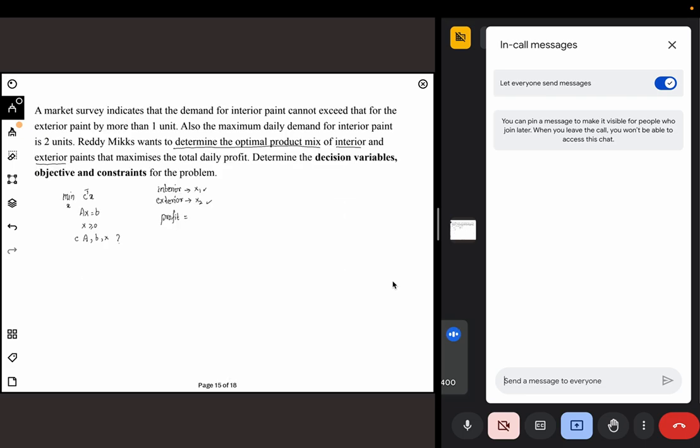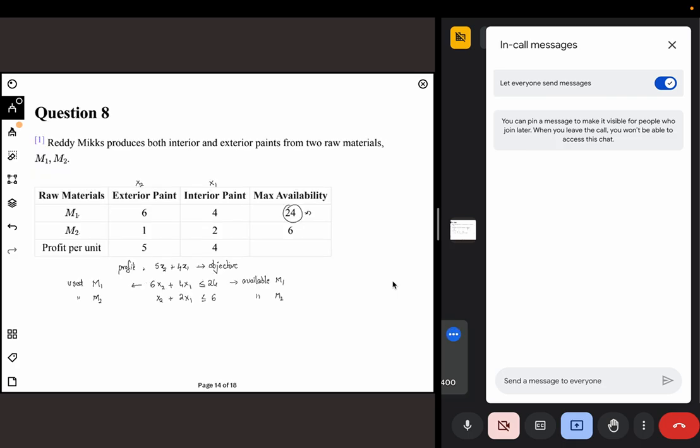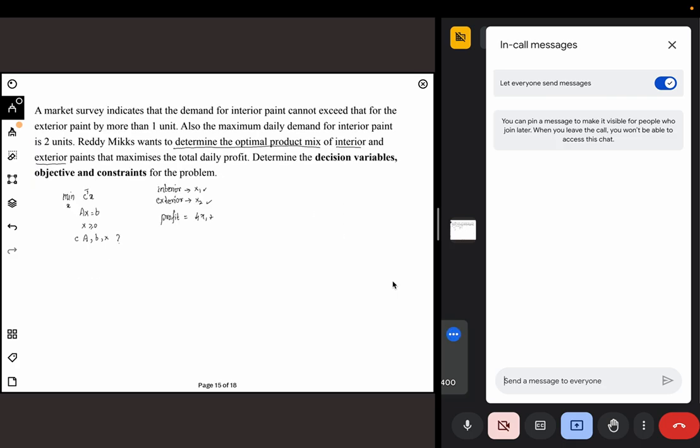And then we also have additional constraints that say that the demand for the interior paint cannot exceed that of the exterior paint by more than 1 unit. So if I write all those things here, the equations that we got are: maximize 4x1 plus 5x2, subject to the constraints 4x1 plus 6x2 less than or equal to 24, and 2x1 plus x2 less than or equal to 6. Now we have this extra constraint that says the demand for the interior paint cannot exceed that for the exterior paint.